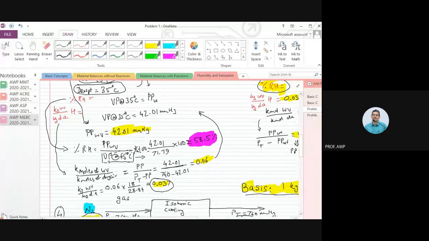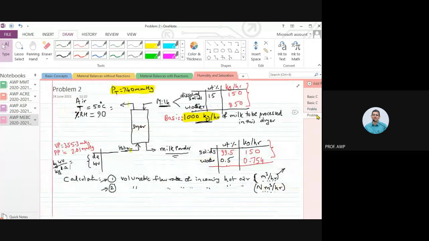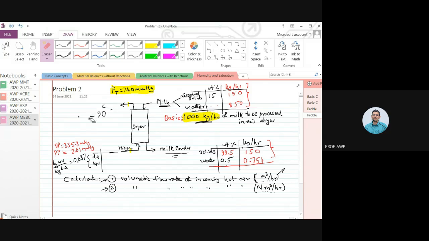So kgs of water vapor per kg of dry air we had already calculated. That was 0.037. So straight away we can take from here that kgs of water vapor per kg of dry air is 0.037. Now the air going out, this air that is now slightly cooler, is at 50 degrees centigrade and 90% RH. So if I find the vapor pressure at 50 degrees centigrade, what is the value? Somebody calculate the vapor pressure at 50 degrees centigrade.